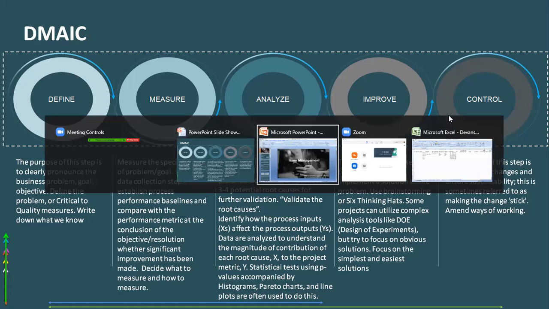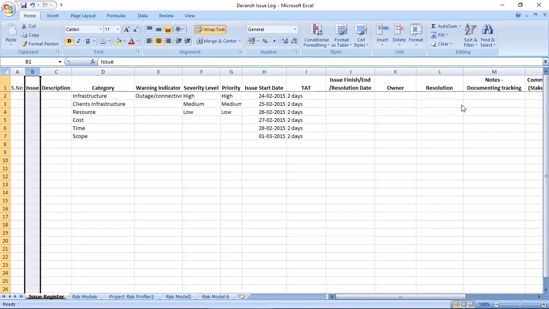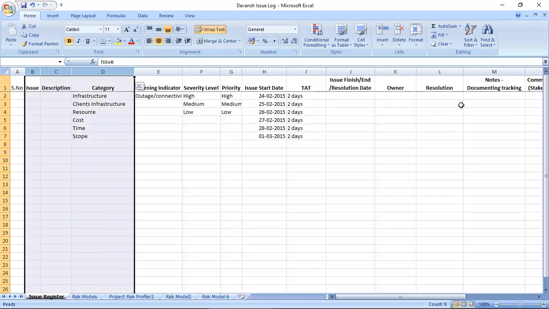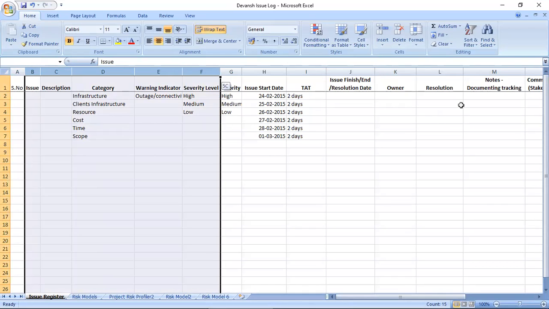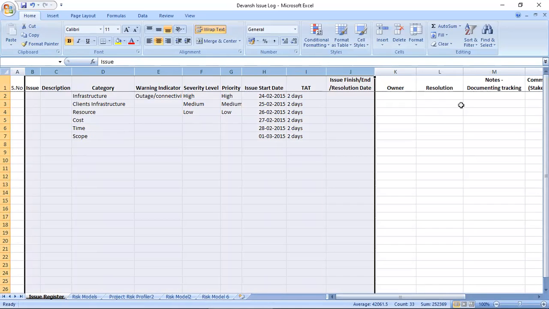Now let's take a look at the issue log. Now these are the issue components that I was talking about. You write down what an issue is, write down the description, assign a category. If at all, we have a warning indicator. Severity level is usually high, medium, and low. Priority, high, medium, low. What's the start date? How many days do we have? Like what's the TAT? What's the SLA? On the basis of the SLA, what should be the issue finish date or the resolution date?